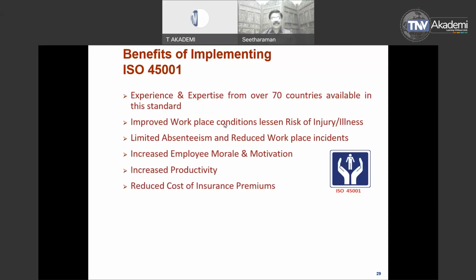Suppose your system is such that you've got drills happening, you've got various firefighting systems and other things in place. So the insurance companies are going to give a discount on your premium based on your preparedness to face the consequences. That's why you will see the benefit coming out of it. They will also feel lesser risk from insuring these organizations. That's why reduced cost of premiums.